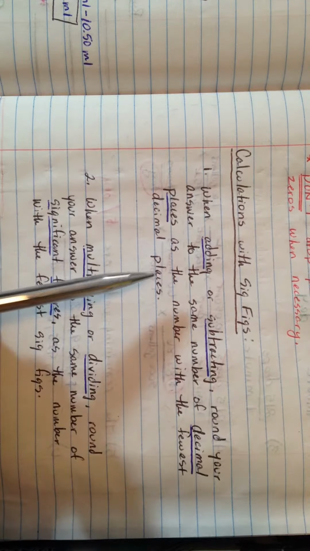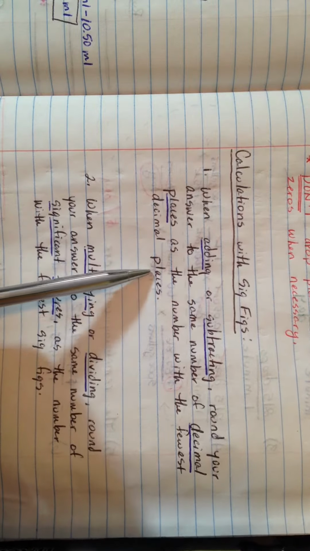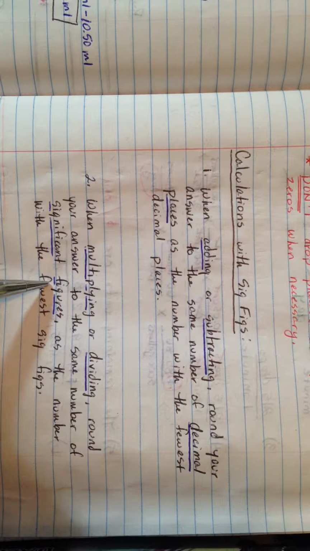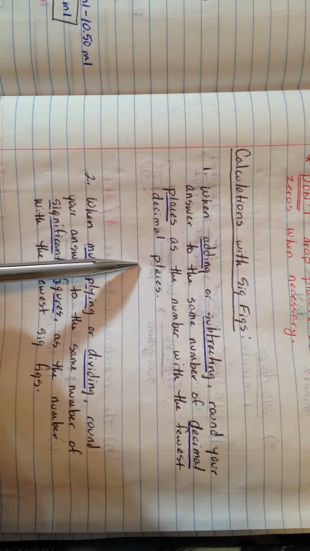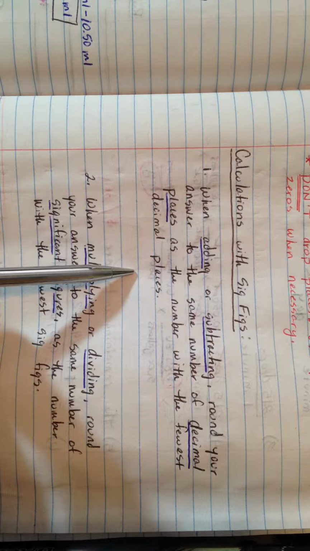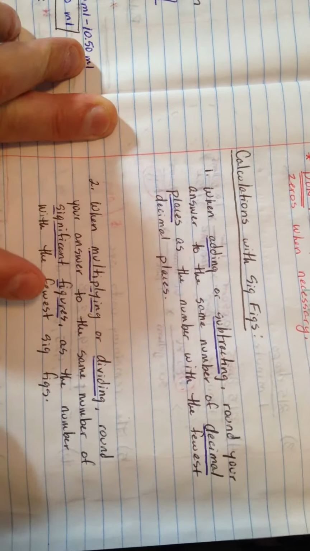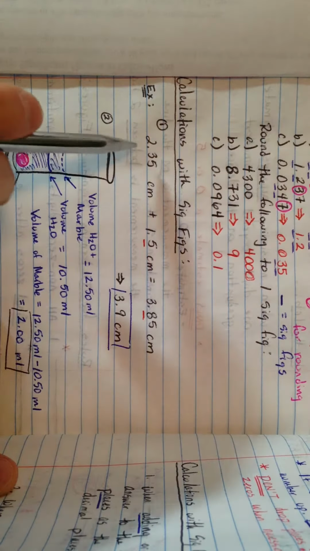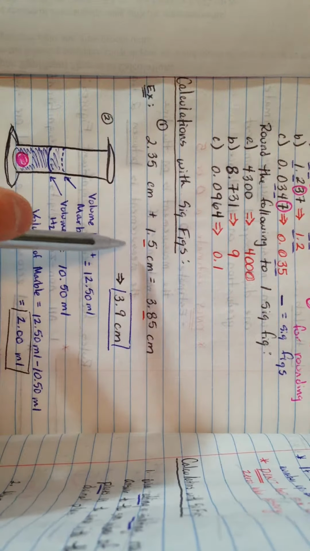So we're going to look at the rules here for calculating with significant figures, and there's going to be two different ones, one for adding and subtracting and one for multiplying and dividing. So we'll start with addition and subtraction. The rule says that when adding or subtracting, round your answer to the same number of decimal places as the number with the fewest decimal places. On the left, we'll look at two examples for this. The first example here, 2.35 centimeters plus 1.5 centimeters.